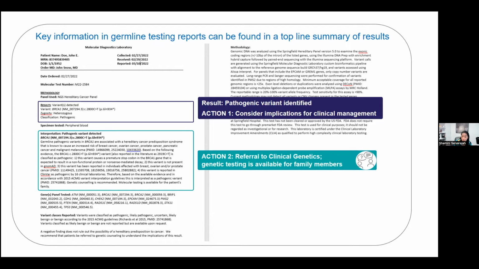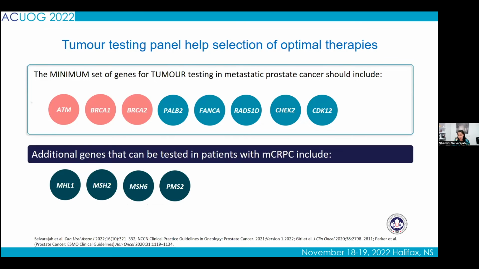Molecular testing is available for the patient's family. So one is, what does it mean for the patient? Number two is, what does it mean for the family? Those are the two main points that we always want to get across when we issue a report for germline testing. Now switching to tumor panel.